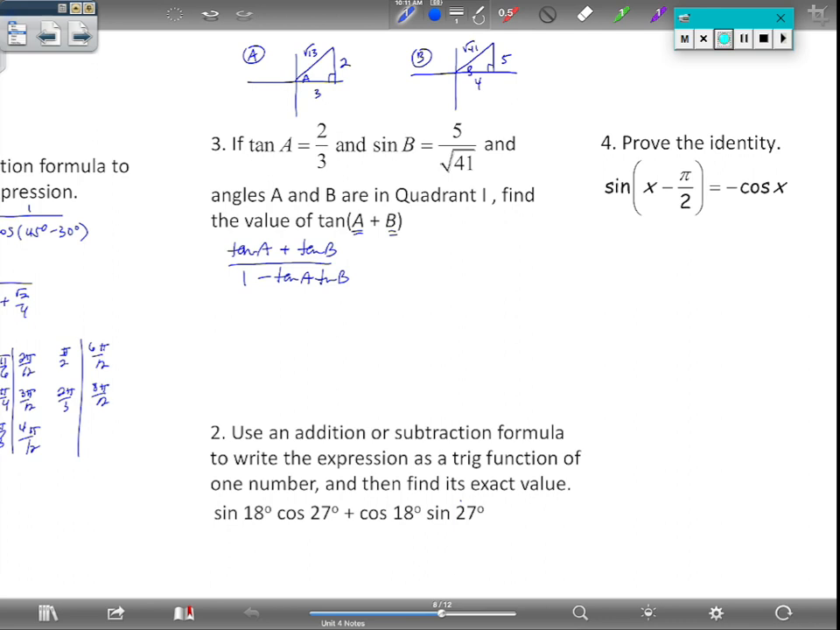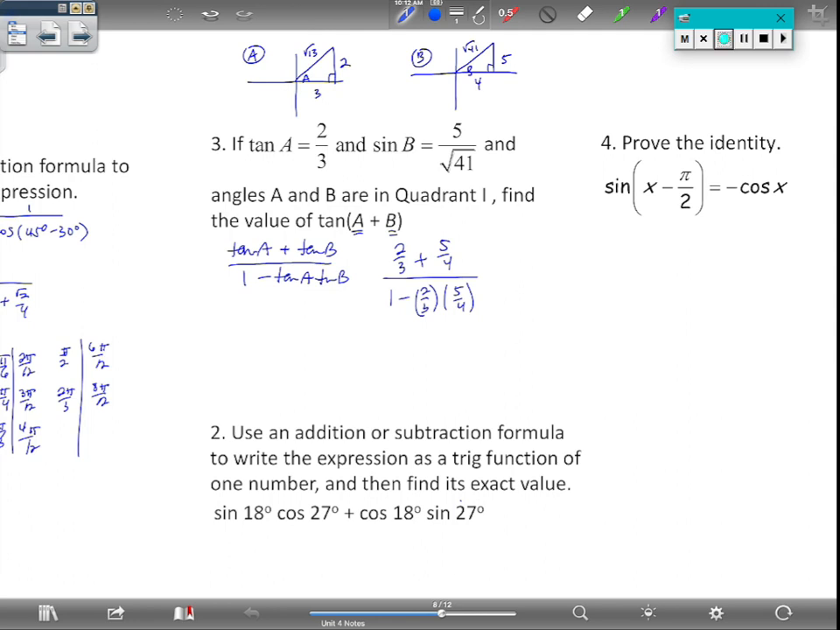So let's see. Tangent on the triangle A is opposite over adjacent, so that's 2/3. Okay, not too bad. Plus, tangent on the second triangle would be 5/4, all over 1 minus. And again, we already found tangent of A, that was 2/3, and we already found tangent of B, that was 5/4. So that's plugging into our formula.